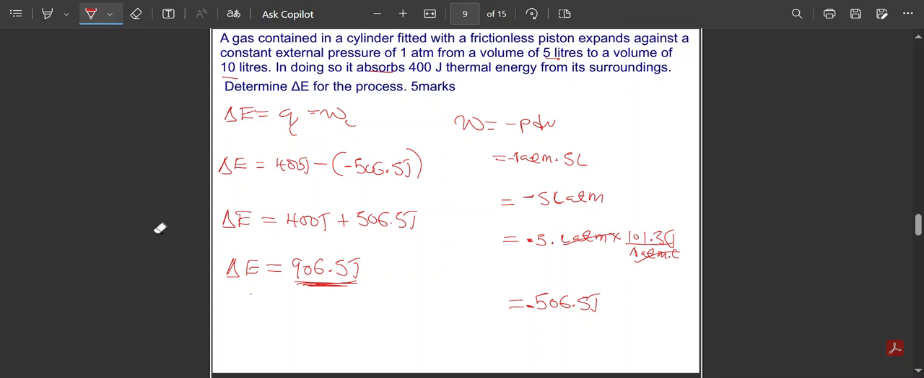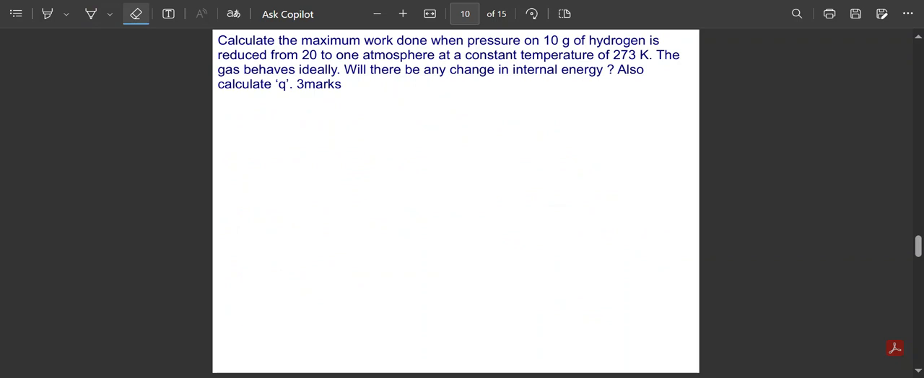So this is how you are supposed to approach this question. Let's check if we have other questions under isothermal. The other question says, calculate the maximum work done when the pressure of 10 grams of hydrogen is reduced from 20 to 1 atm at a constant temperature, meaning this is isothermal, and the gas behaves as an ideal gas. Will there be any change in internal energy? We will also calculate Q.